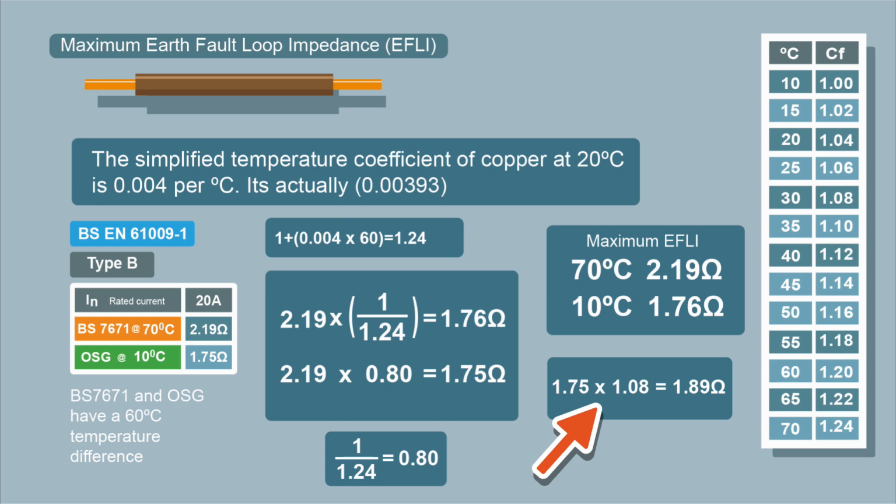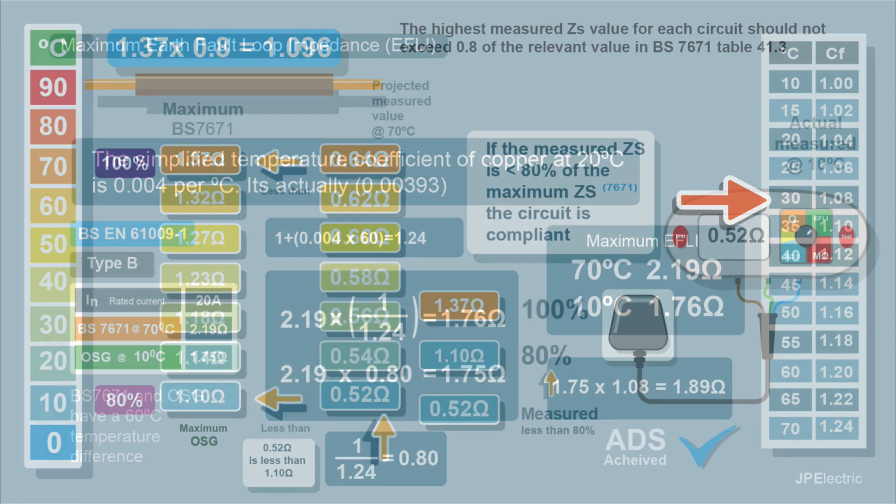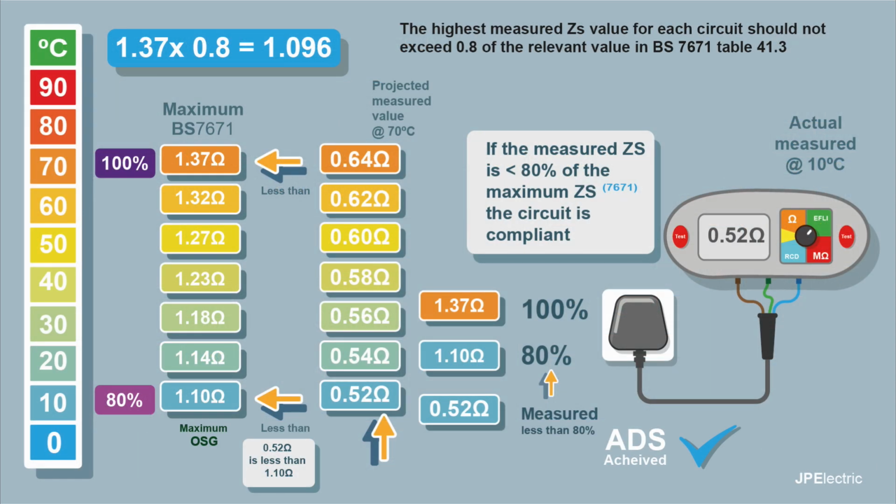We times that by 1.08, it'll give us 1.89 ohms, and that would be our maximum ZS at 30 degrees. You see it's gone up a little bit. The higher the temperature, the higher the resistance. So basically, BS7671 is the 100% values, and things like the on-site guide are the 80% values.